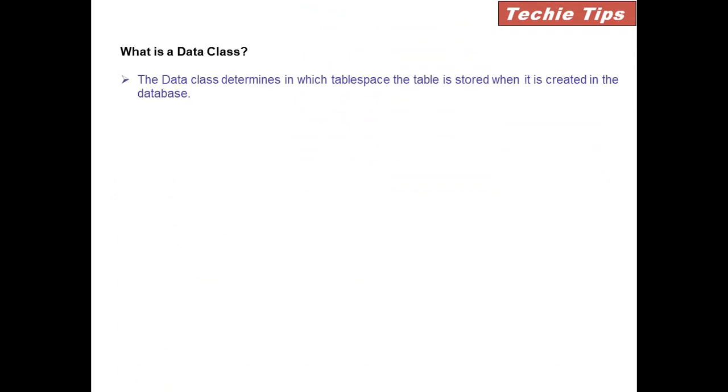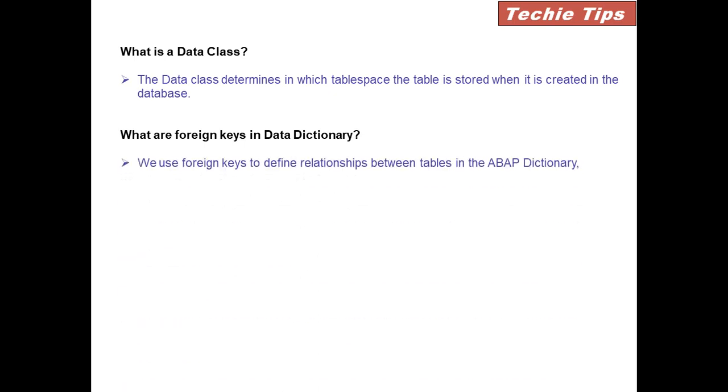What is a data class? The data class determines in which table space the table is stored when it is created in the database. Let's move on to next. What are foreign keys in the data dictionary? We use foreign keys basically to define a relationship between the tables in the data dictionary. Create value checks for the input field, link several tables in a view or lock objects.